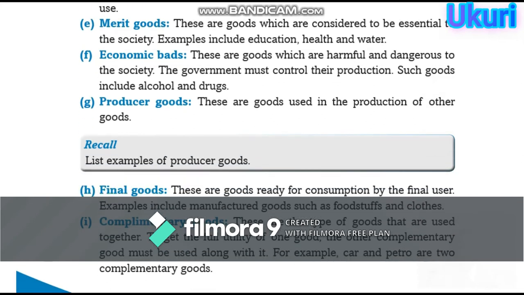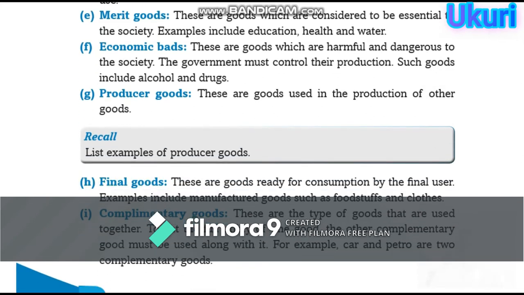So merit goods. These are goods which are considered to be essential to the society. Examples include education, health, and water. Merit goods ni za goods zifitiye akamaro abaturage. Urugero harimo education, health, and water.